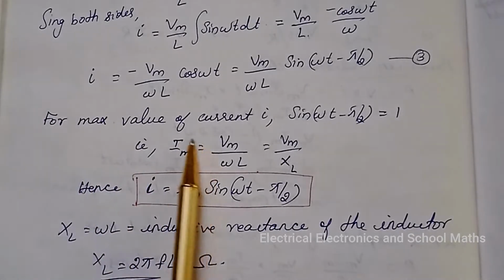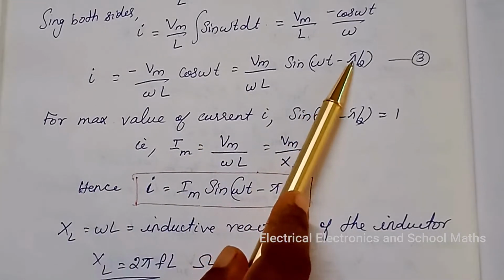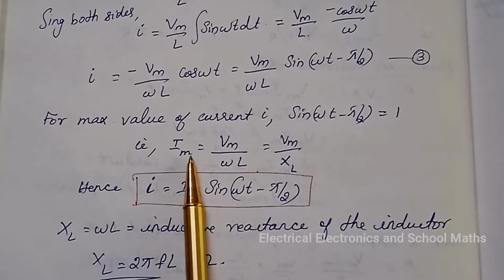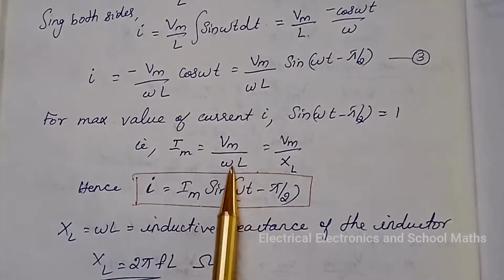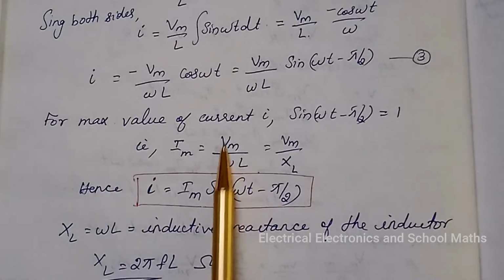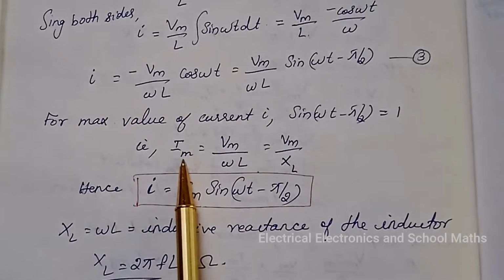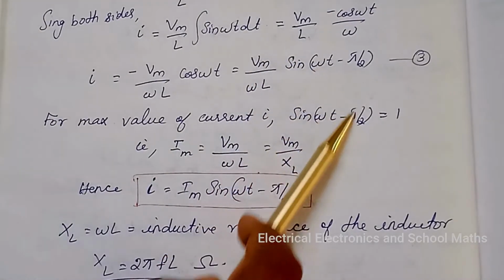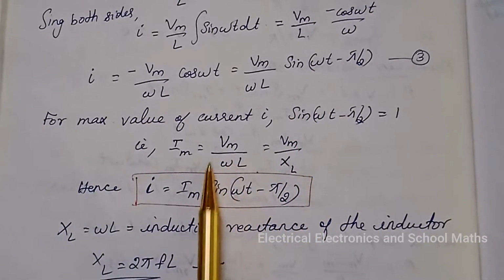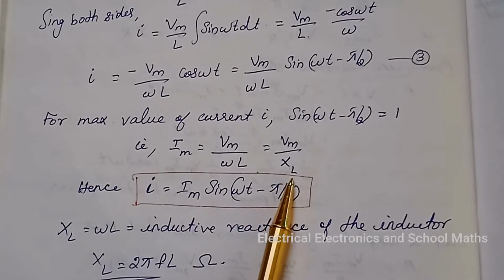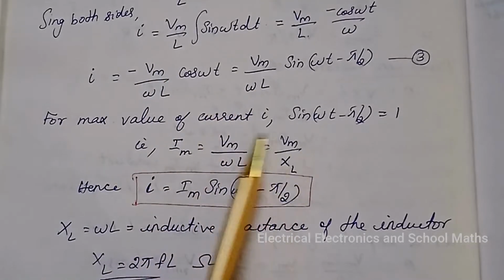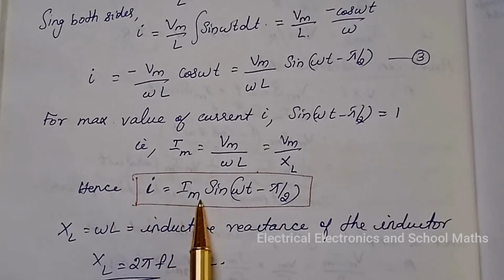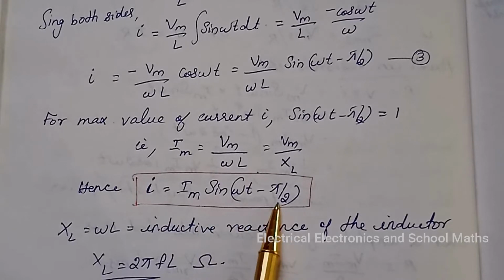For the maximum value of current I, this sine of omega t minus pi by 2 equals 1. That is, Im is equal to Vm by omega L. That is, the maximum value of current, I maximum, equals Vm by omega L when sine of omega t minus pi by 2 equals 1. And this omega L can be written as XL. So after substituting these in this equation, we get I is equal to Im sine of omega t minus pi by 2.